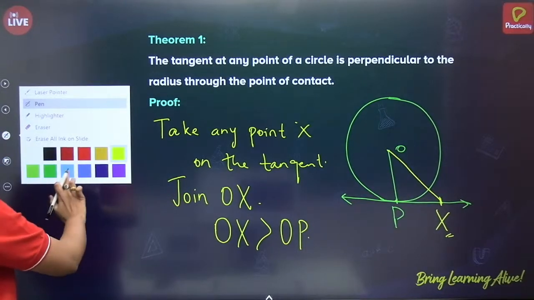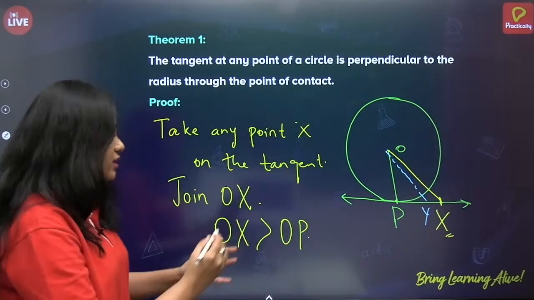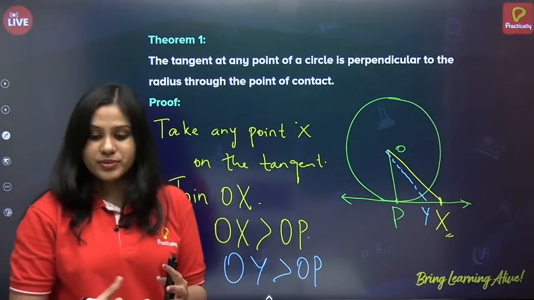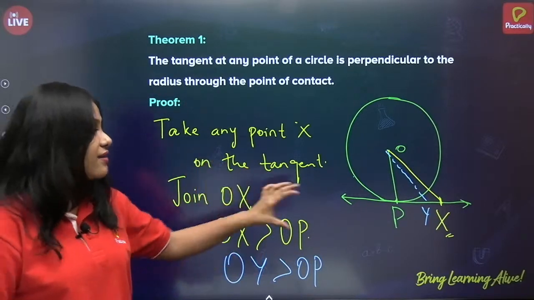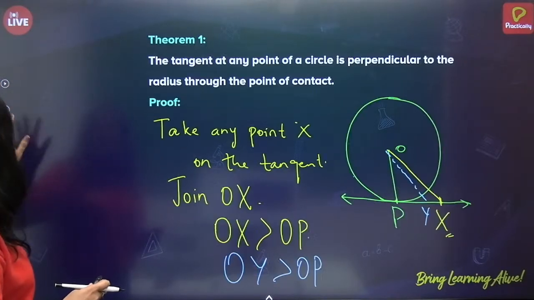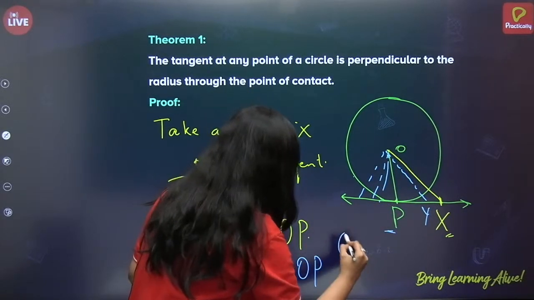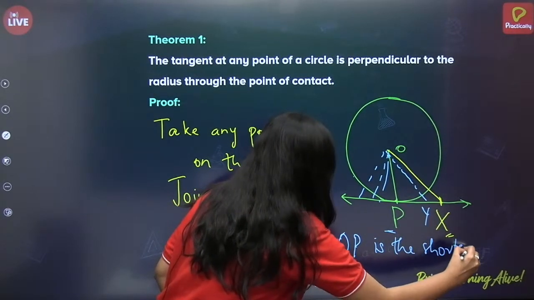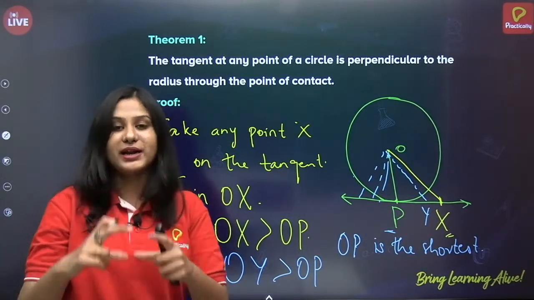So what we'll do, let me take another one also. So here let me just draw OY. So even in this case, we get OY is greater than OP. So when you perform this, you will observe that only OP is shorter than every other line segment. So, however many points you take, you see that OP is the shortest distance. And what do you call the shortest distance? It is nothing but the perpendicular, correct?